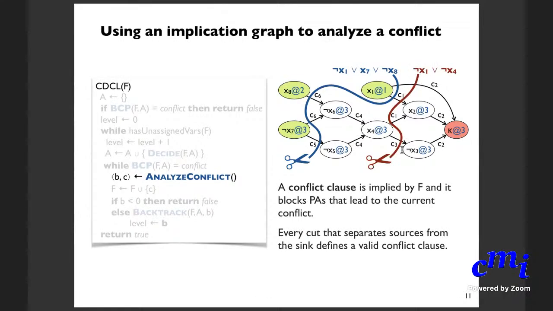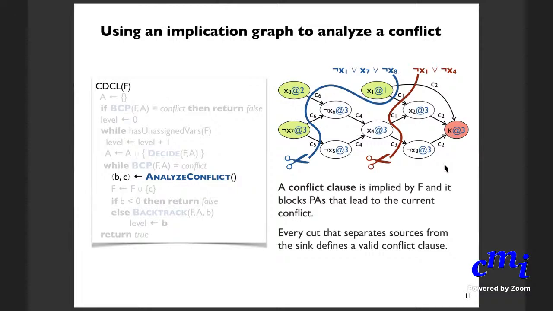Similarly, this is another cut which separates. Once you cut these edges, that separates into two disjoint graphs, with the conflict on one side and the sources, the explicit decisions, on this side. Then the nodes at the edge of this cut, the negation of the disjunction of these things, will be a conflict clause. There's also a cut that you can do here.